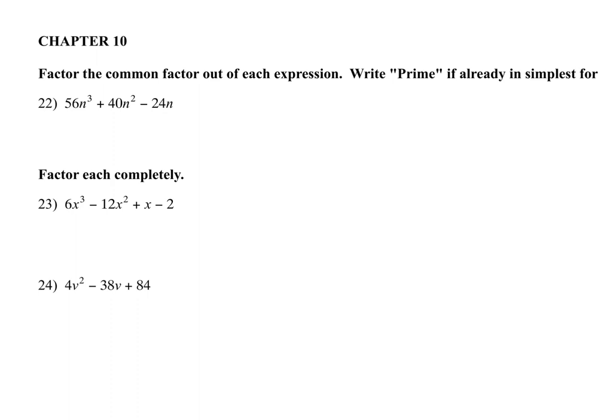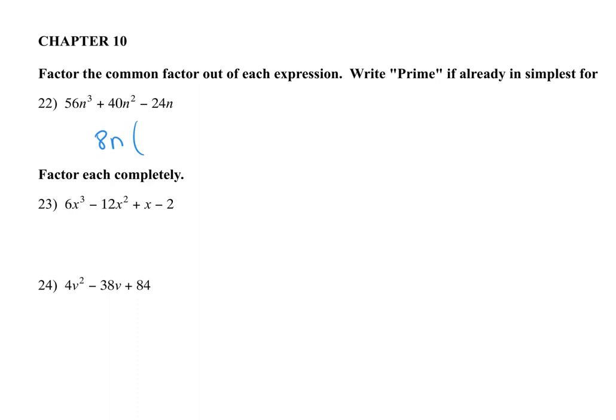All right, the first thing we're going to do is just take out the common factor. So you can stop there. All it wants you to do is find what's in common to all of them. So you look at 56, at 40, and at 24, and you say, okay, I have an 8 in common. You look at n cubed, n squared, and n, and you do your lowest one, which is n. All right? Then you just divide.